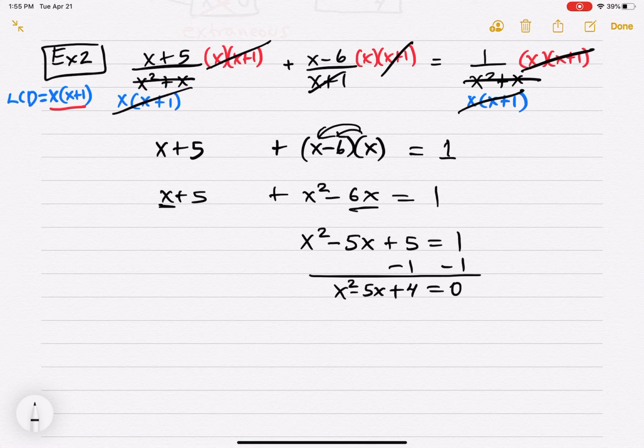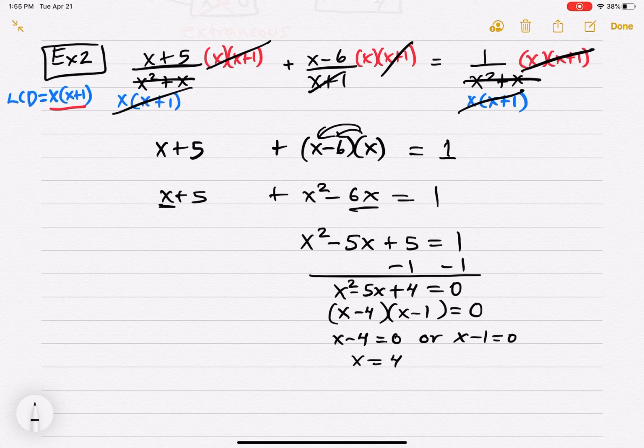And then this is a quadratic equation. We're going to try factoring before we do the quadratic formula or anything similar to that. So x minus 4 and x minus 1, which multiply to 4 and add up to negative 5. So the solutions are 4 or 1.